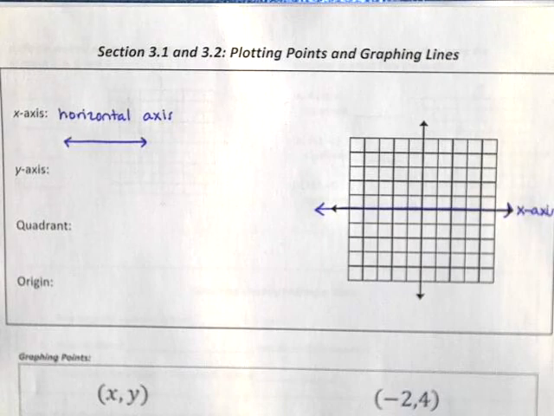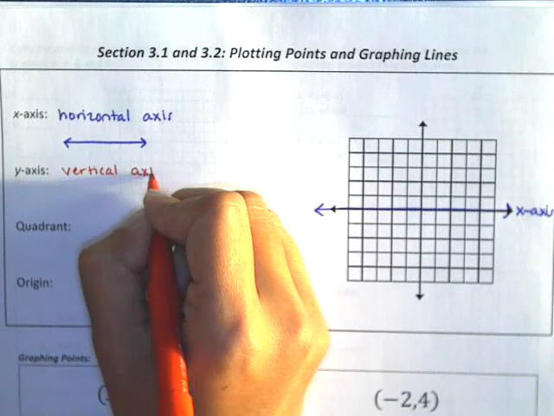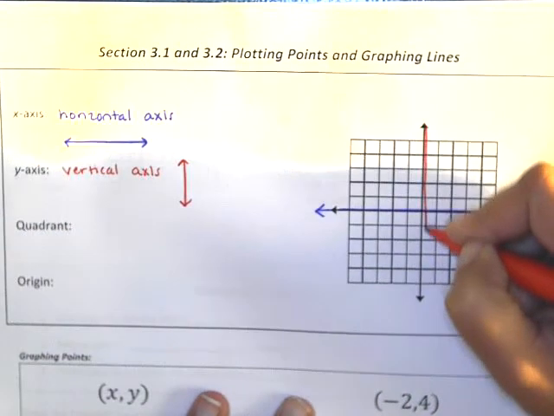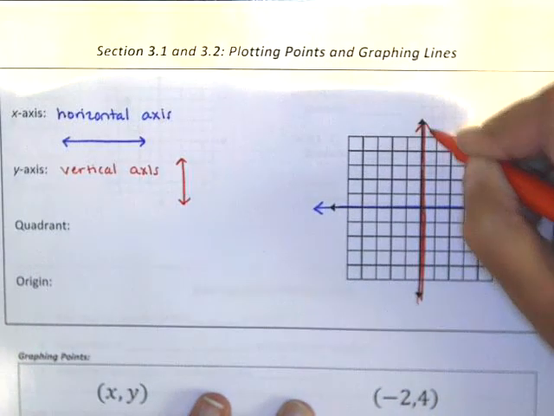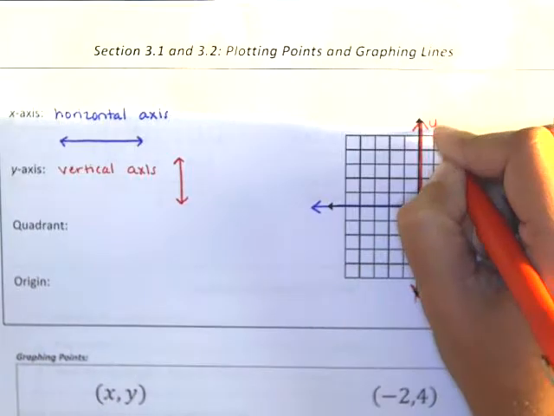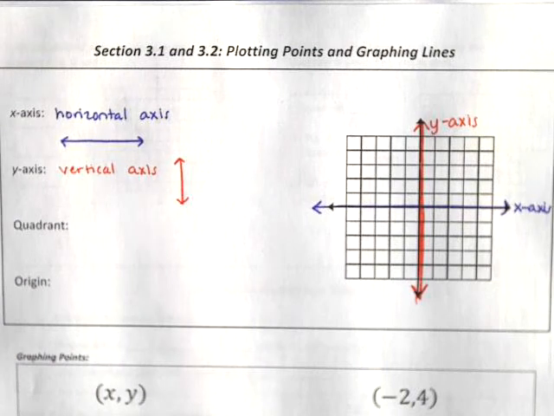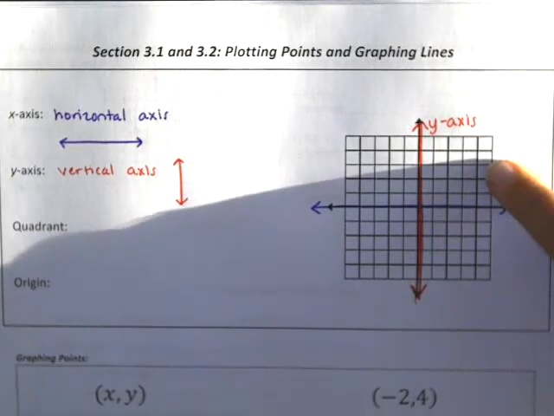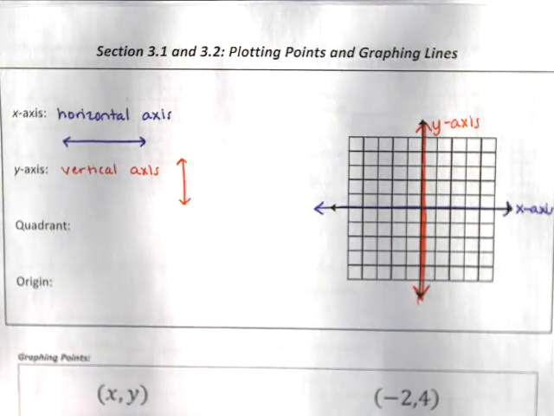Now, the y-axis is the vertical axis on the graph. So it's going to go up and down, which in this picture would be this line right here. Once you've highlighted those two axes, you'll realize that you divide the graph up into 4 sections. There's a section on the upper right, upper left, lower right. Each of those sections is called a quadrant.